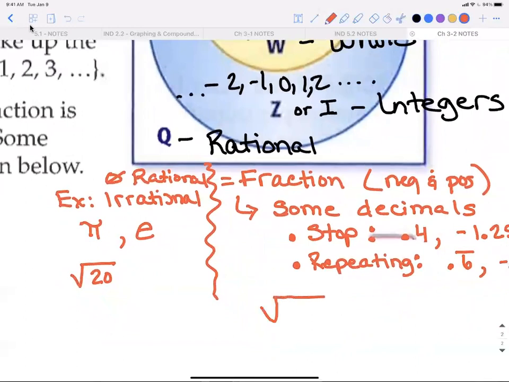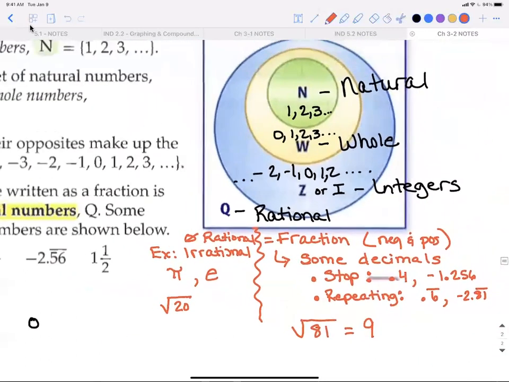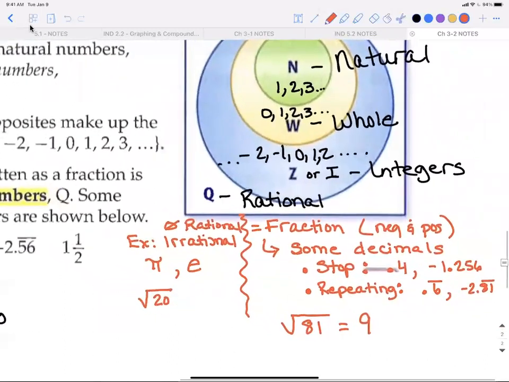Why would a perfect square, like let's say you just said 81, why would the square root of 81 show up on the rational side? Well, it equals what? Yeah, it equals a whole number. So the square root of 81 could actually be technically a natural number because it equals 9. So it's all the way up in the naturals.